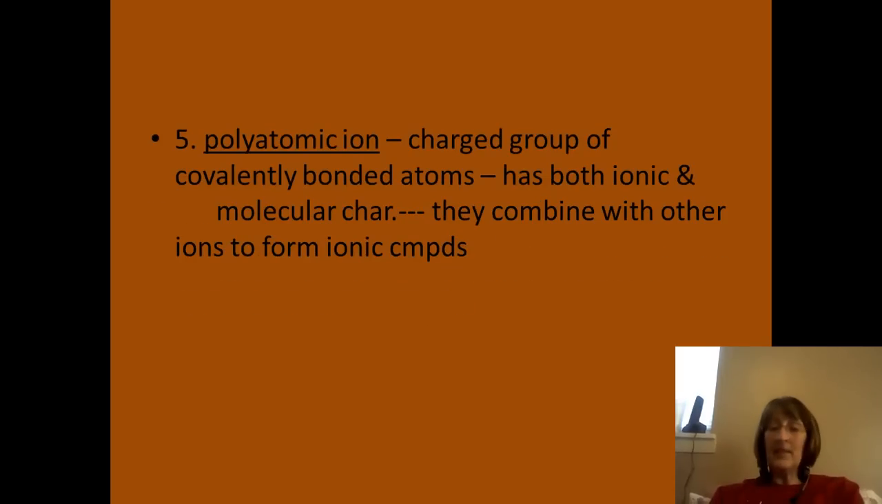So the next thing we have on here are polyatomic ions. Poly is many, so we've got this ion that's made of more than one atom. Basically what happens is you have several nonmetals bonded together, and they tend to stick together as a group, kind of like one chunk. And we call these polyatomic ions. So they're covalently bonded, but they end up having a charge. And they have both ionic and molecular characteristics, and they combine with other ions to form ionic compounds.